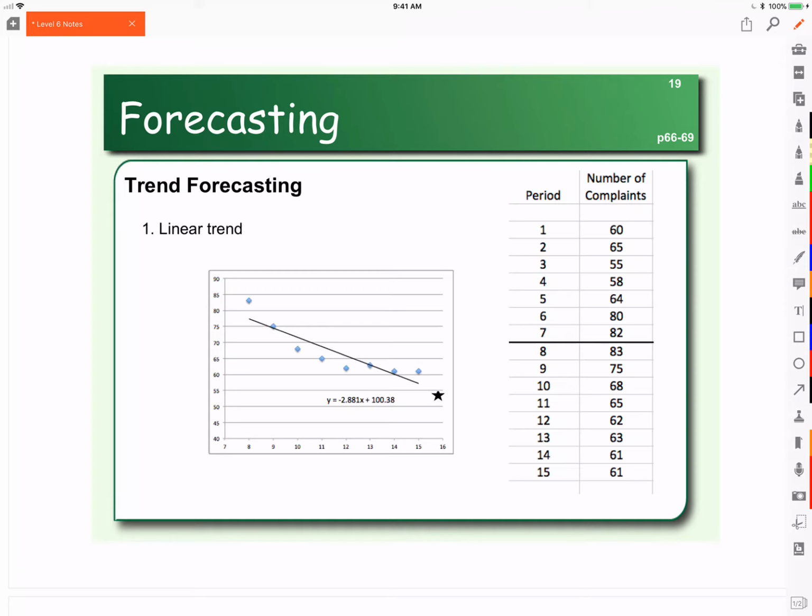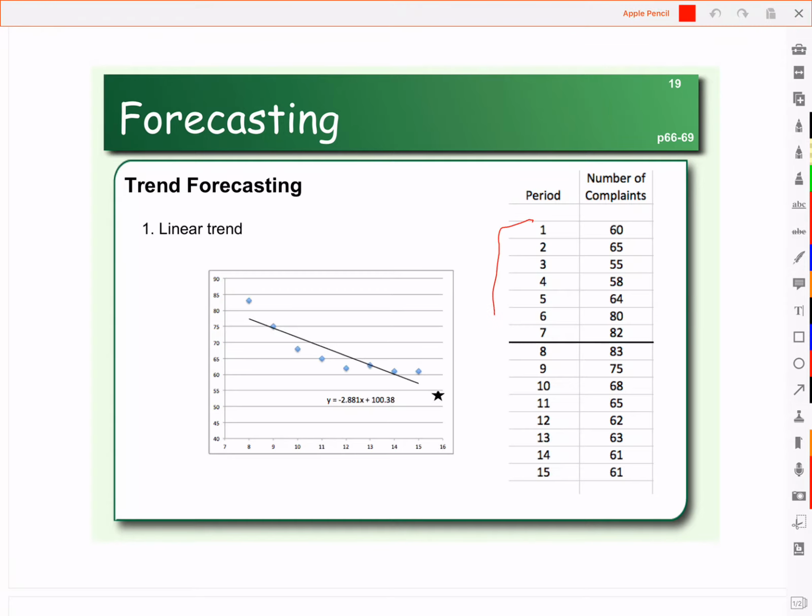So let's look at our complaint data. And let's suppose that we take the first 7 years worth of data and we plot it in Excel. So you'll notice here that on the horizontal we have time. Oh, sorry, I take that back. We're going to plot not the first 7 periods, but we're just going to do the last. So if we plot periods 8 through 15, that's what you're seeing here. So there's our time on the horizontal, and on the vertical we have the number of complaints at our bank branch.